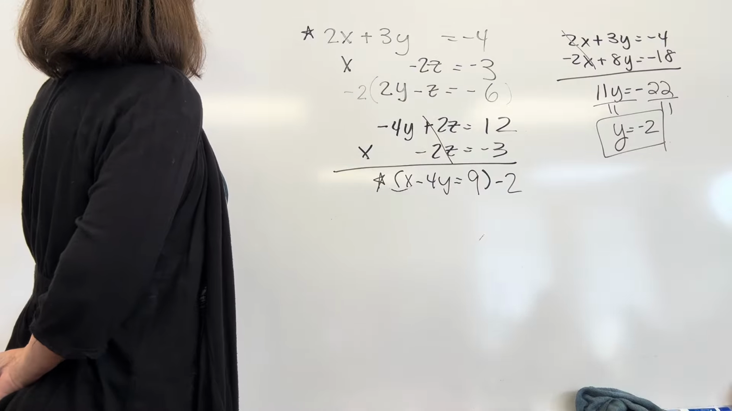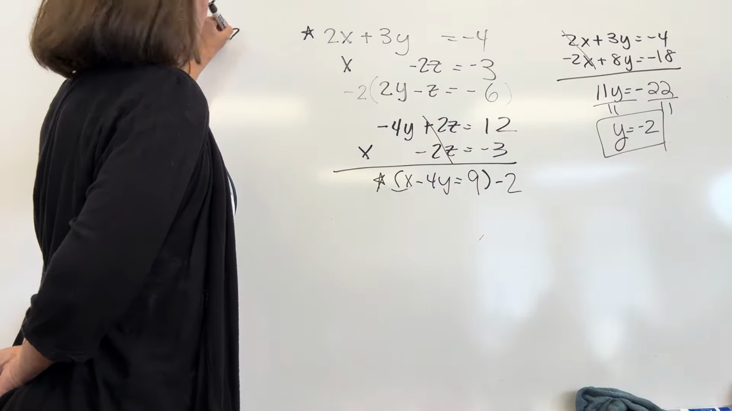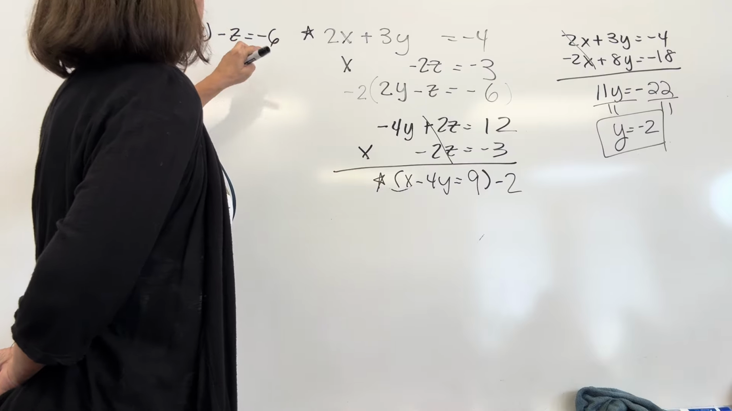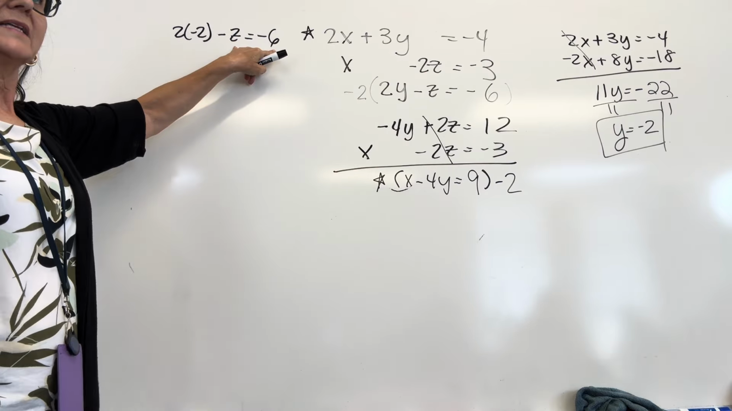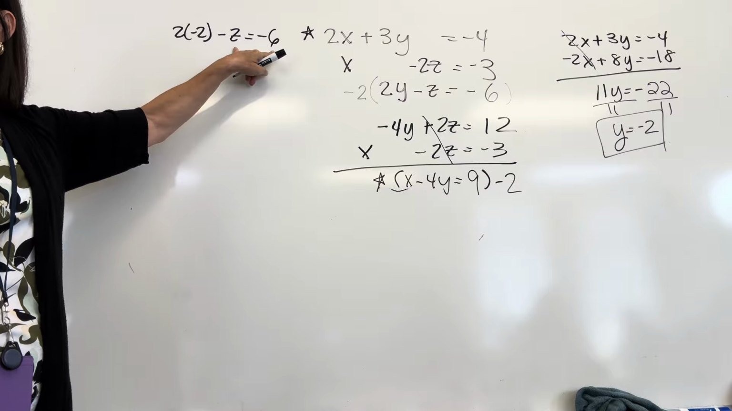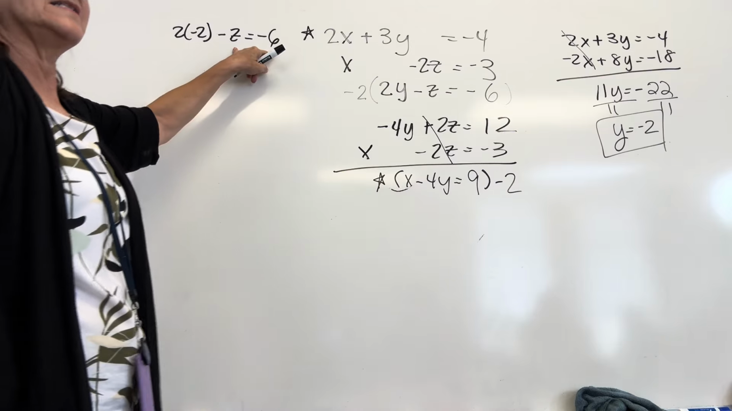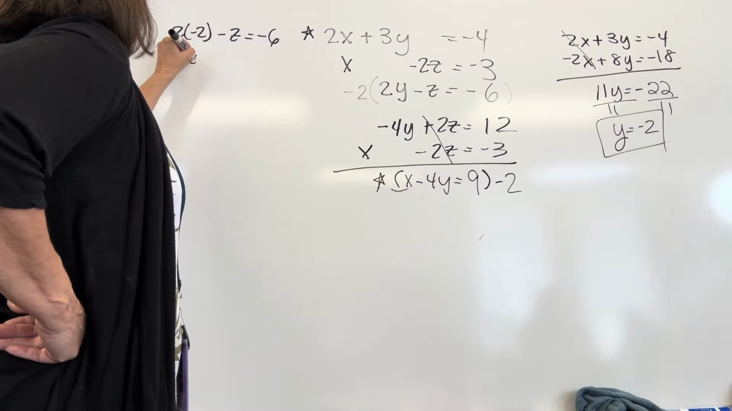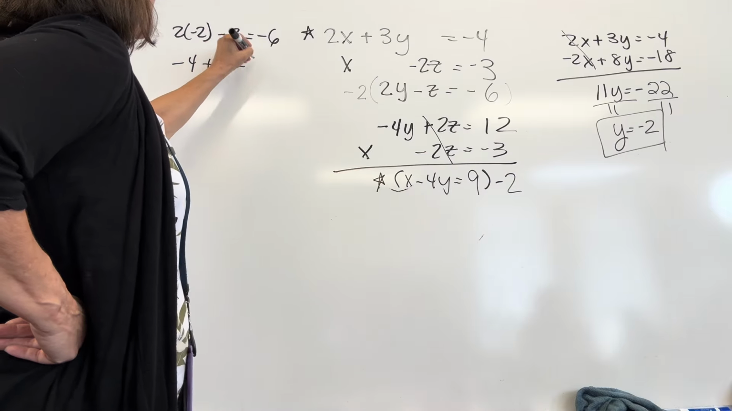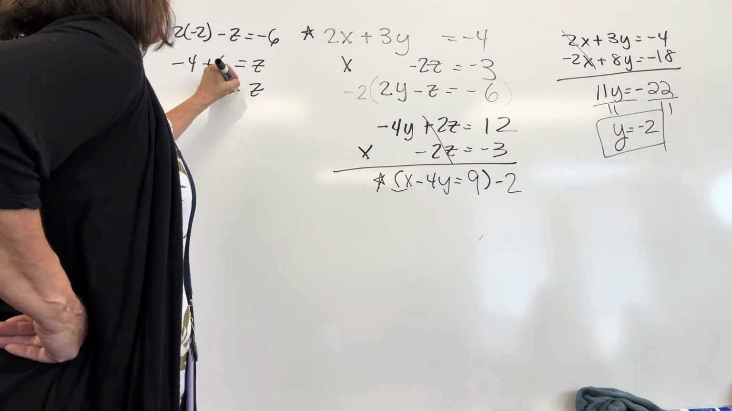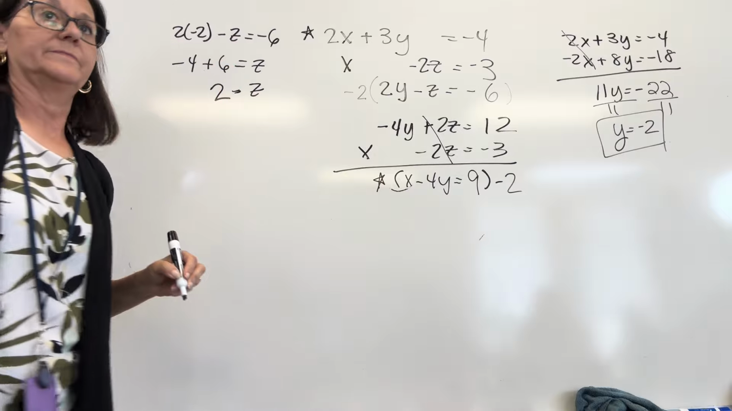So it's 2 times -2 minus z equals -6. I'm going to add z and 6 on both sides to move them. Everybody see that? I'm going to add z and 6. So it's negative 4 plus 6 equals z. Z is positive 2.